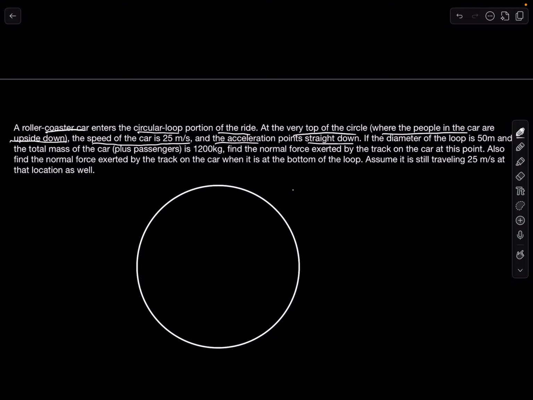So if the roller coaster car is at the top of this circle, then the speed of the car, which again is the absolute value of velocity, is 25 meters per second. And the acceleration points straight down. Yeah, that makes sense. As we discussed earlier, centripetal acceleration always points to the center of the circle.